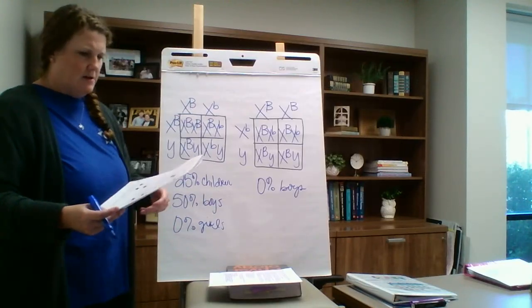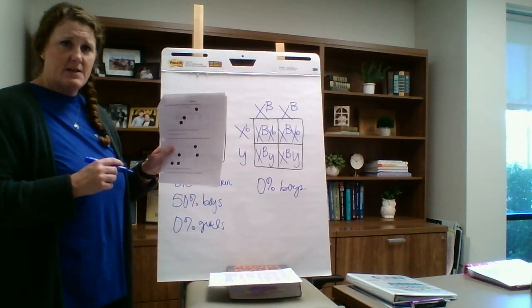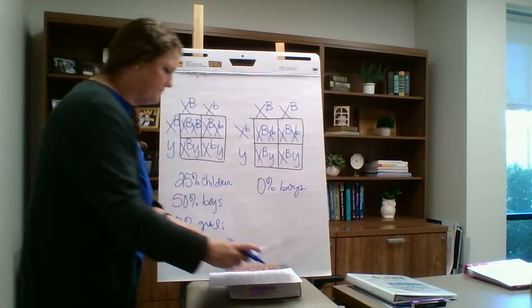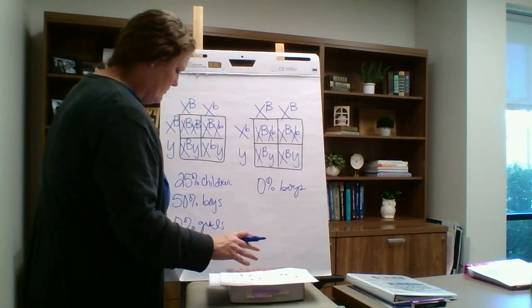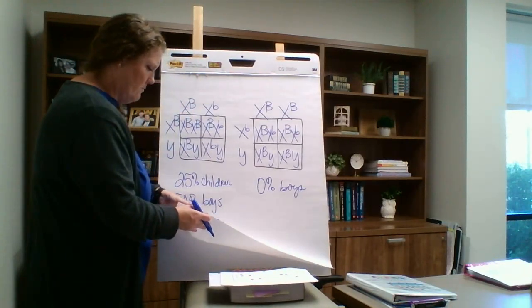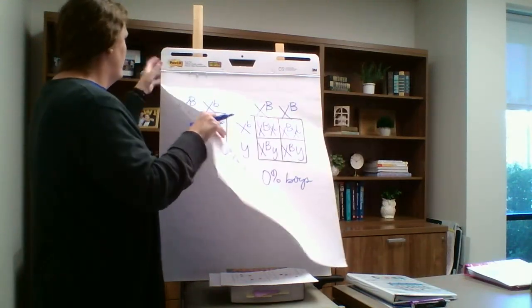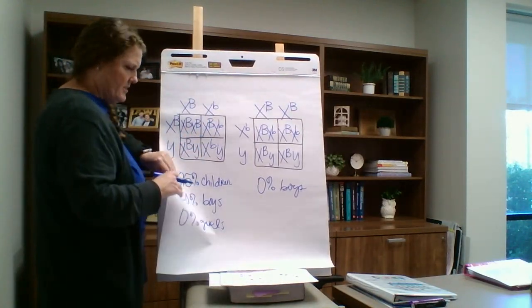All right, the last thing we're going to look at are pedigrees. Now remember that these are like genetic family trees. I'm going to do one more paper. It's going to be too hard to see it on the little paper.